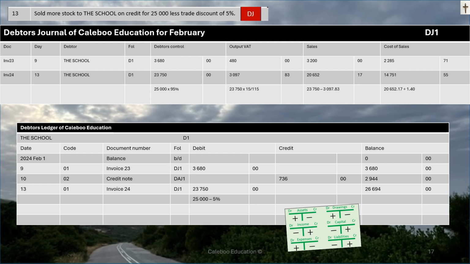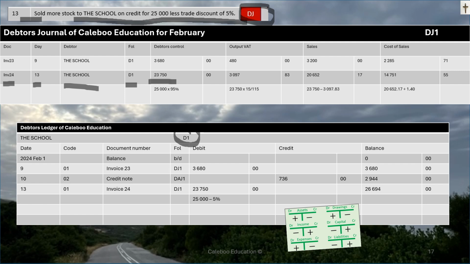That brings us to the next transaction. On the 13th, sold more stock to the school on credit for 25,000 less a trade discount of 5%. Now credit sales get recorded in the debtor's journal. The next invoice number was invoice 24. The day is the 13th. Who are we selling to on credit? The school. What is the school's folio? It is D1. In the debtor's ledger, the school has a folio D1.